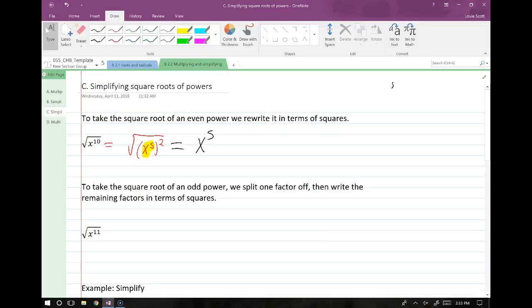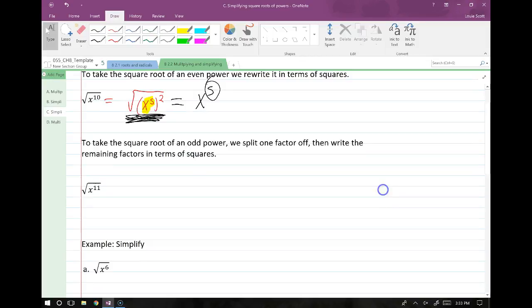So notice real quick, 5 is 1/2 of 10. That's the rule. When it comes to even exponents underneath radicals, you cut it in half. That's it. I'm going to want you to show something like this, so remember why we're doing that. If you do x to the 10 and get x to the 5, it'd be fine.